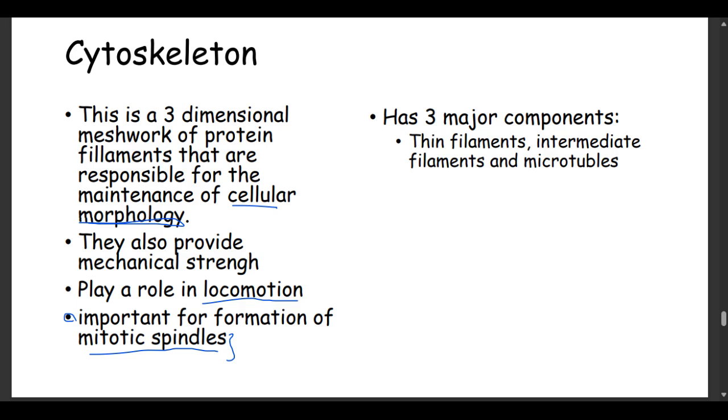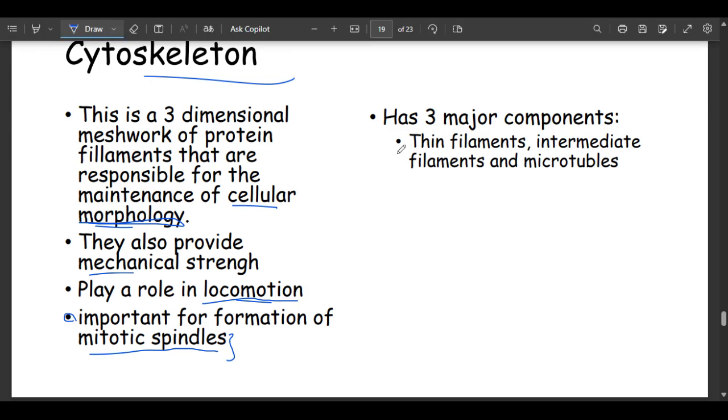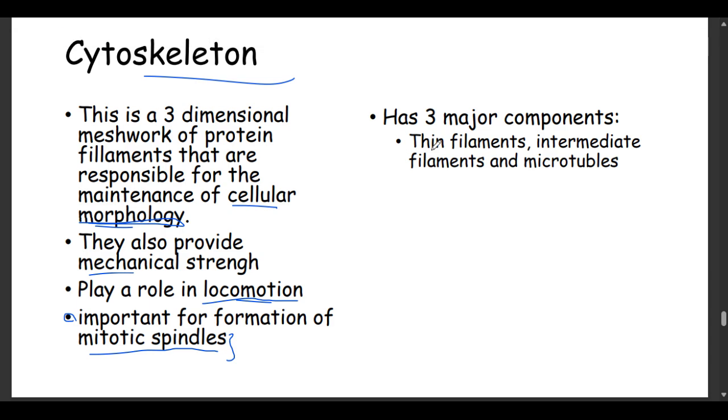Okay, so it has three major components, the cytoskeleton. So it's basically more like a skeleton for the cell. So like we say, these structures that you're seeing, mechanical support, keeping the shape, locomotion. You find that these are basically what the human skeleton does as well. So you can consider it as that for the cell. We have three major components of the cytoskeleton. We have thin filaments, intermediate filaments, and microtubules.